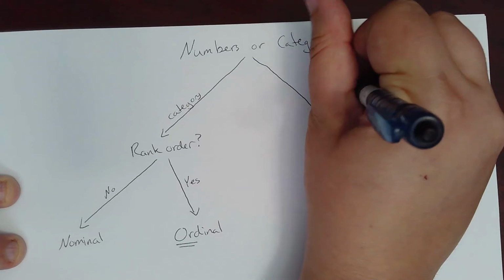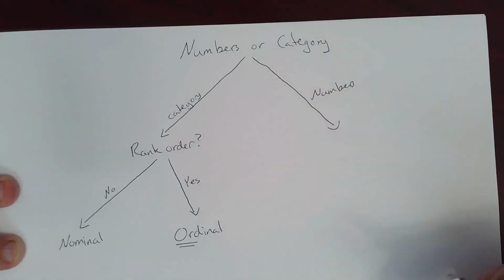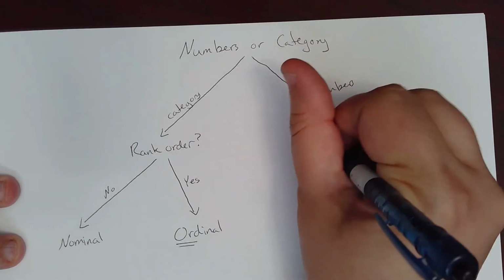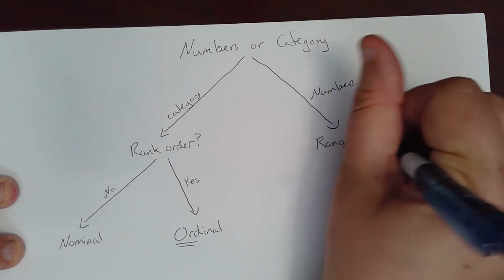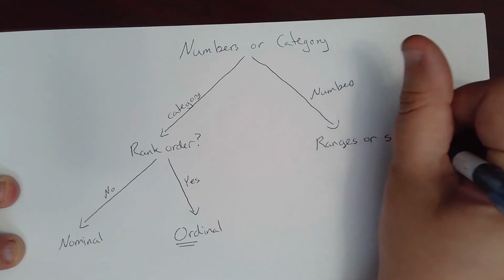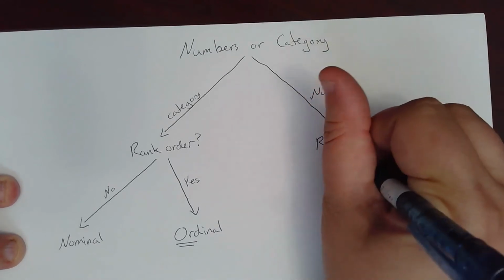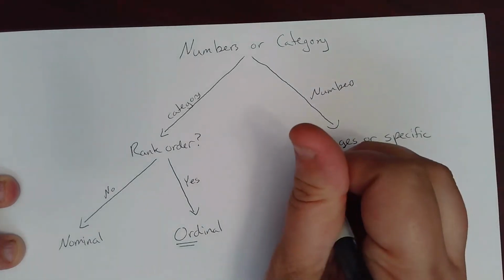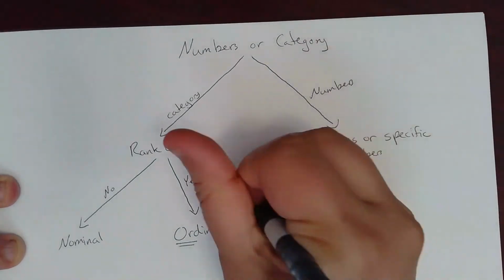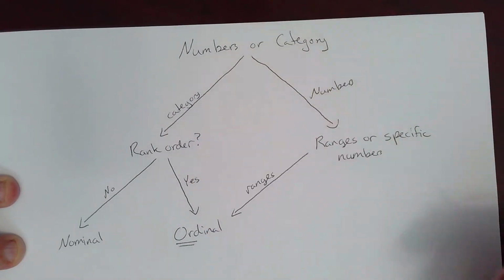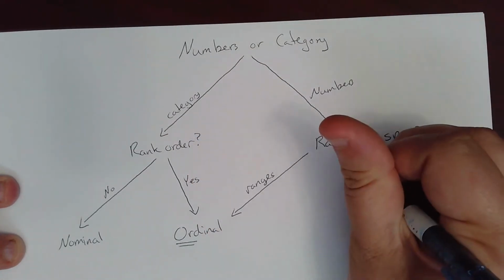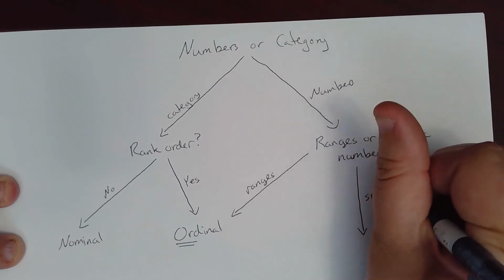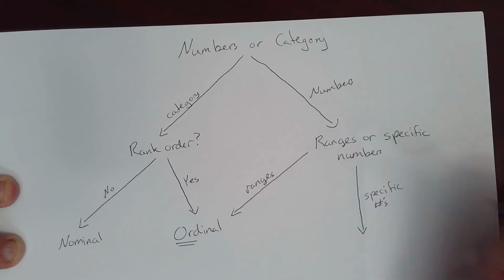There's one special caveat here before we just start switching into interval versus ratio. First, I want to ask, is it ranges or specific numbers? And remember, we just talked about the fact that ranges are actually considered an ordinal variable. So if you have ranges of numbers, you're going to go over to that ordinal. If you have specific numbers, then you're going to continue down. So if you have specific numbers, we're going to keep moving down.